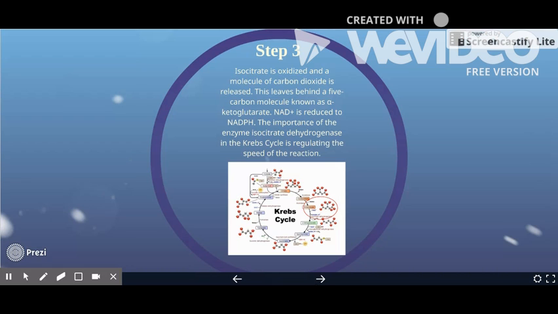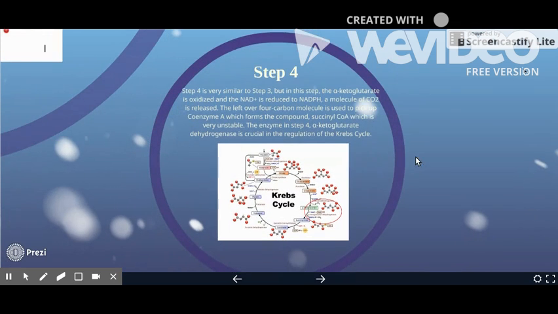In step 3, isocitrate is oxidized and a molecule of carbon dioxide is released. This leaves behind a 5-carbon molecule known as alpha-ketoglutarate. NAD+ is reduced to NADH. The importance of the enzyme isocitrate dehydrogenase in the Krebs cycle is regulating the speed of the reaction.